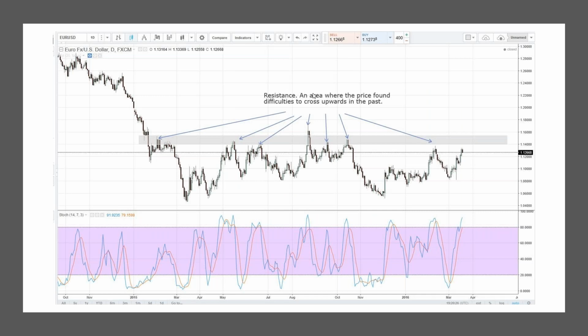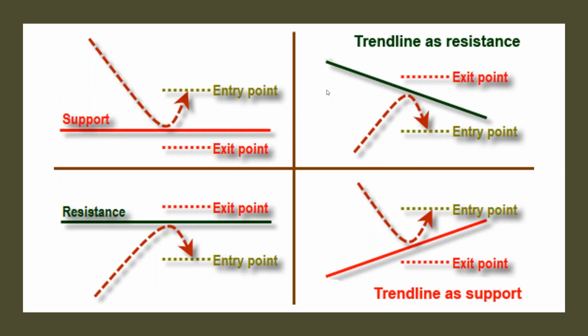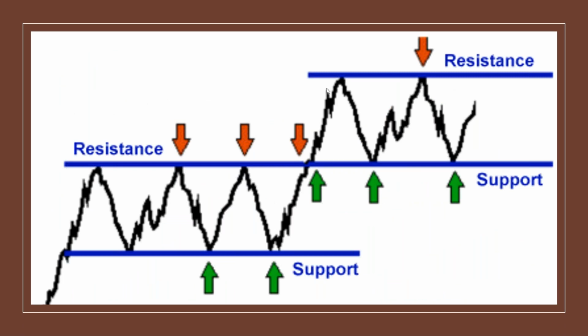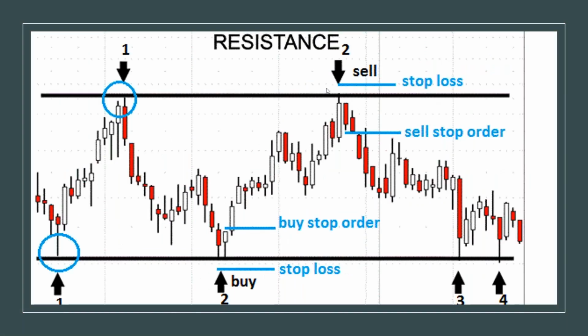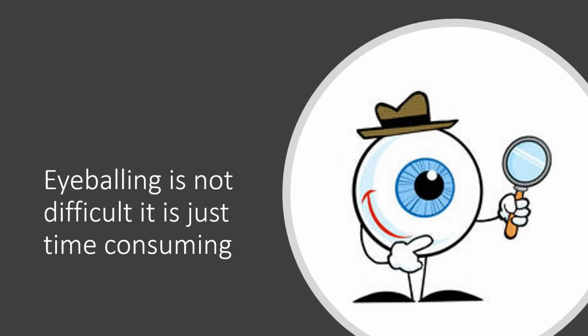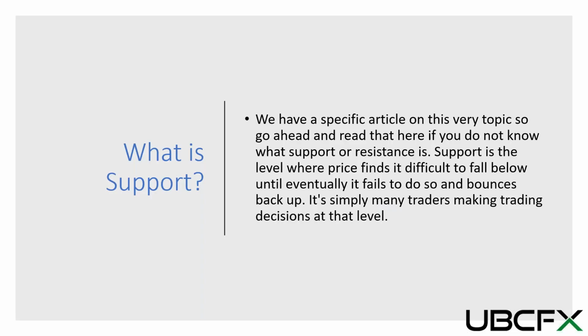So resistance are areas where price found difficulty to cross upward in the past. So as you can see here, they're pretty easy to identify when we're doing eyeballing. Now, I like using longer term charts to identify these prices where price had difficulty in the past. Now, eyeballing is not that difficult. It's just a little bit more time consuming, but it makes you work with your chart.